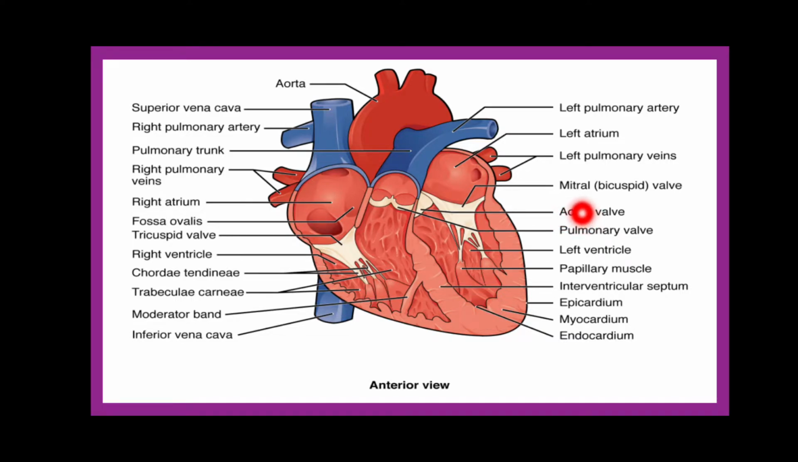Now why is this also known as mitral valve? First of all, I will tell you how to remember this: BI-MI, BI-MI. So the bicuspid valve is also known as mitral valve. Why is it known as mitral valve? Because it resembles the Bishop's mitre.